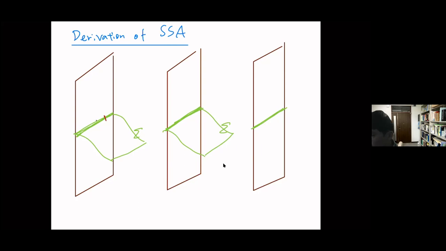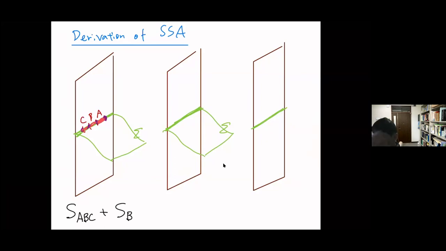So we have A, B and C. And so first, let's start the opposite way, namely, we start with SABC plus SB.